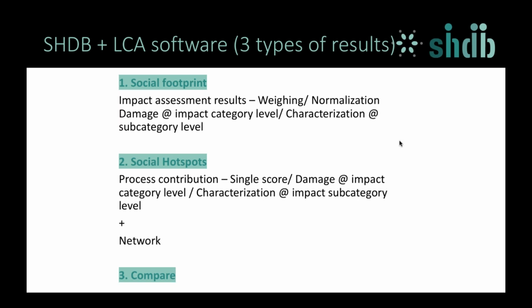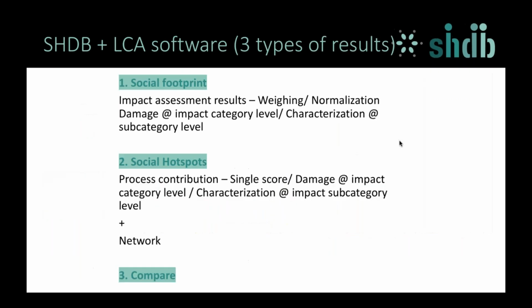You can also get process contribution results, which we call social hotspots, and you can get those for a single score, so overall social risk. And you can also get those by impact category or by impact subcategory by choosing damage or characterization in the little option box. You can also look at social hotspots for your entire product system, but also you can select each one of the ingredients under material. You can also look at your product system as a network, and you can also compare between different product systems, compare results.